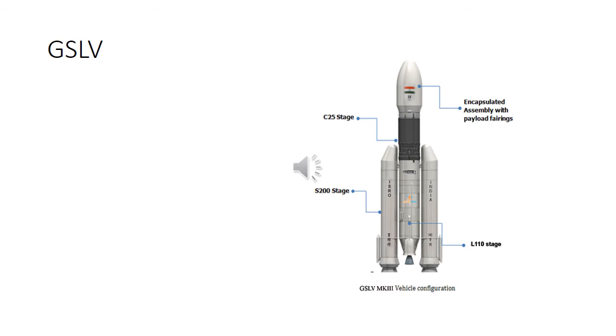The three stages comprise the solid stage, the liquid stage, and the cryogenic stage. In the image, you can clearly see the three stages: S200 stage, L110 stage, and C25 stage. The 200, 110, and 25. These figures stand for the amount of fuel stored in each. The solid fuel is around 200 tons, the liquid is around 110, and the cryogenic is around 25.